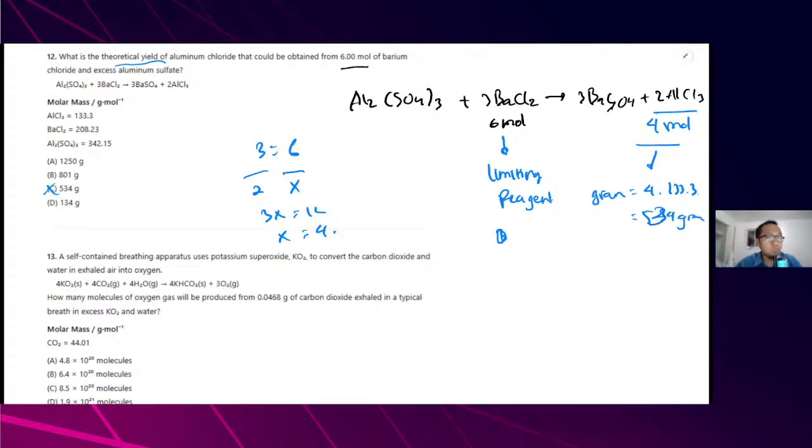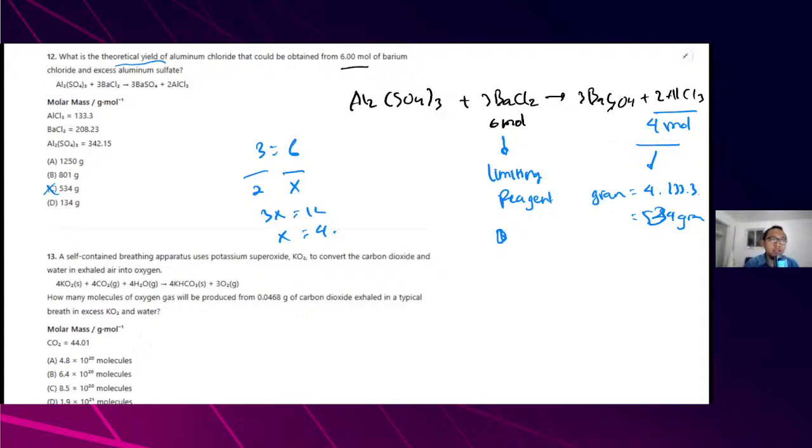Okay, so the answer should be C. All right, so we are done with this question, number 12. Now, just a tip for you guys: when a reactant is in excess, focus all your attention on the limiting reactant.